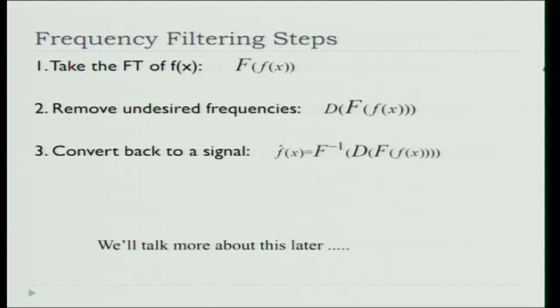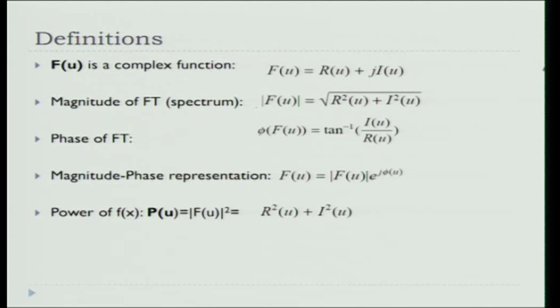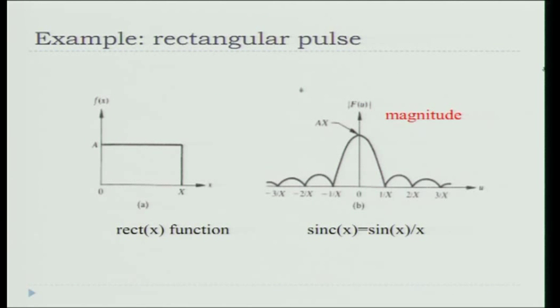So, suppose we want to do filtering operations on it, then take the Fourier transform, and then you perform some operations to remove the undesired component, and then you just take the inverse of it, you will be getting back your original image. Now, F(u) is a complex function. So, F(u) can be expressed as R(u) plus j I(u), and magnitude is defined by square root of R squared(u) plus I squared(u), and phase is phi(u) equals tan inverse of I(u) by R(u), and magnitude phase representation is magnitude of F(u) e to the power j phi(u), and power of F(u) is also R squared(u) plus I squared(u).